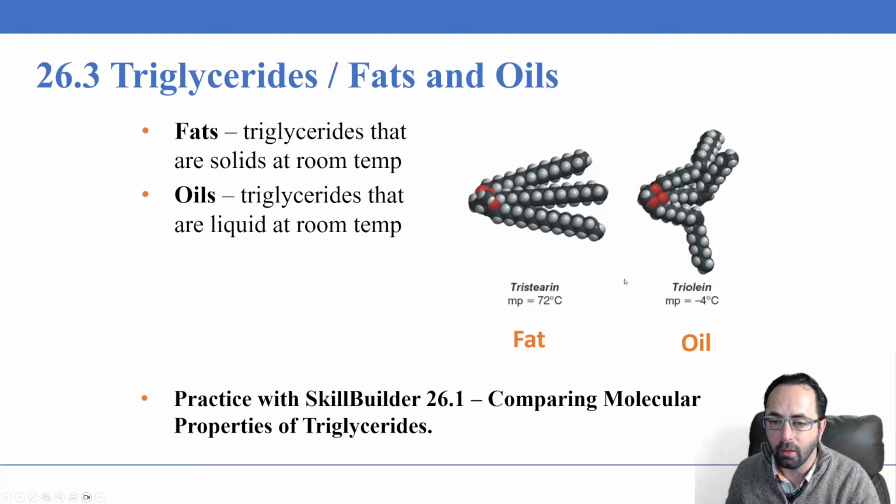So the triglycerides that have unsaturated fatty acids and have a low melting point below room temperature, we call those oils when they're liquid at room temperature. If they have a lot of saturated fatty acids in the triglyceride and they have a higher melting point, higher than room temperature, we call those fats. But they're both triglycerides. They're just differentiated based on their melting point at room temperature, which depends heavily on whether and how many unsaturated fatty acids are in the triglyceride.